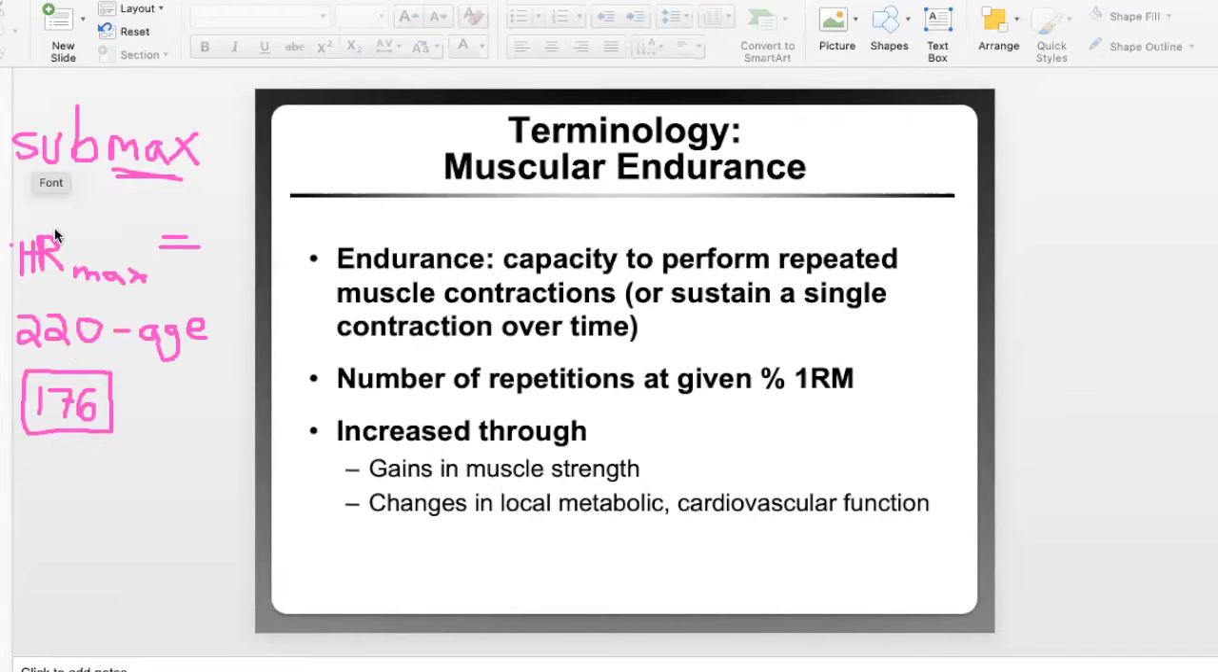Also, the term sub-maximum could refer to the fact that if my 1 RM max for bench press is equal to, say, for instance, 200 pounds, and I'm lifting less weight than that, then that would also be an indicator of maximum effort versus not maximum effort. So your maximum effort could be determined by heart rate, or it could be determined by the intensity of the exercise that you are performing. But endurance is the capacity to perform a sub-max effort for a long period of time.